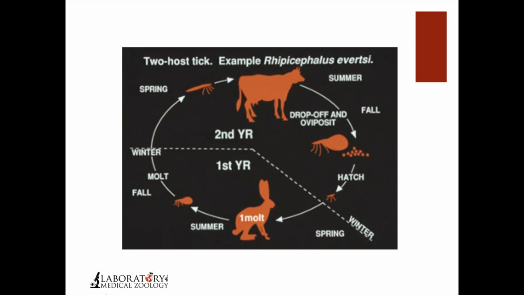Logically, the two host tick is slightly more complicated, where part of the life cycle might be spent on one host, but then they fall off and they spend another part of their life cycle on a different host. That's a two host system.